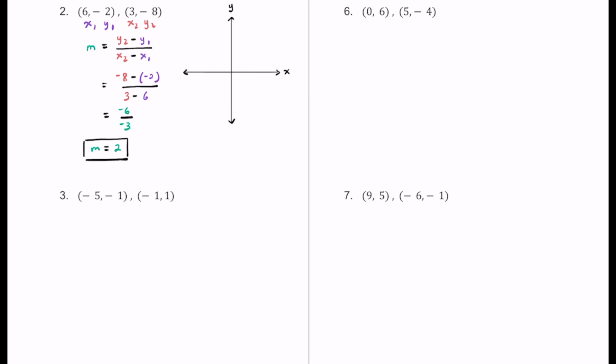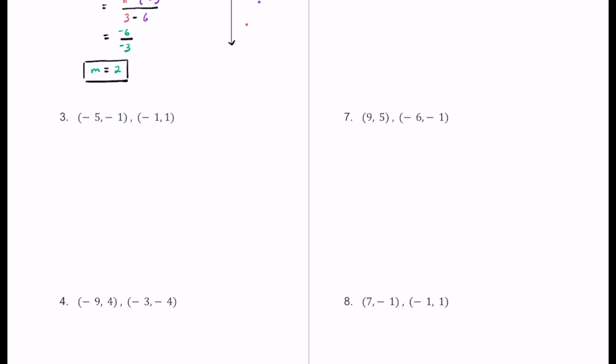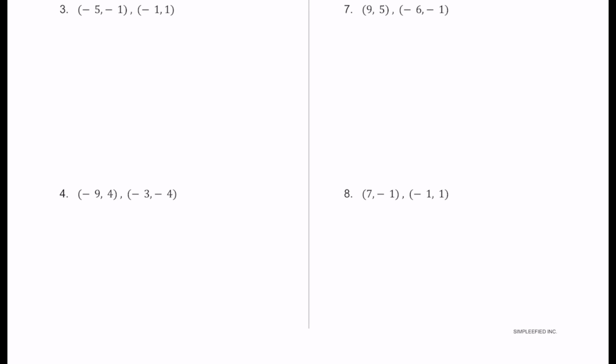And if you want to see what this visually looks like, (6, -2) would be somewhere in quadrant 4, maybe something like that. And then this (3, -8) would be over in quadrant 4 as well, but it would be somewhere down here. So if you were to connect these 2 dots, you do get a positive slope, so that makes sense. For number 3, let's take a look at (-5, -1) and (-1, +1).